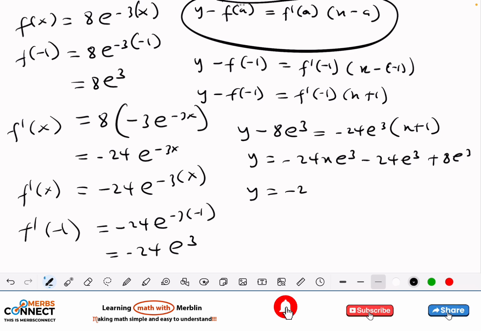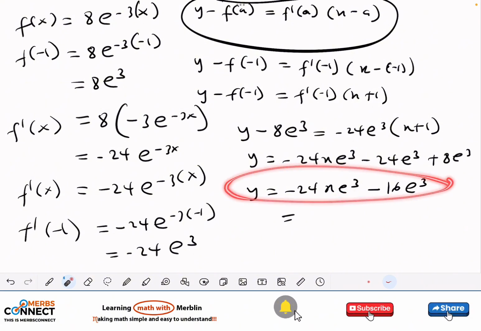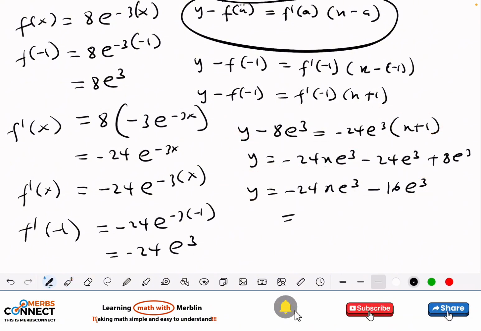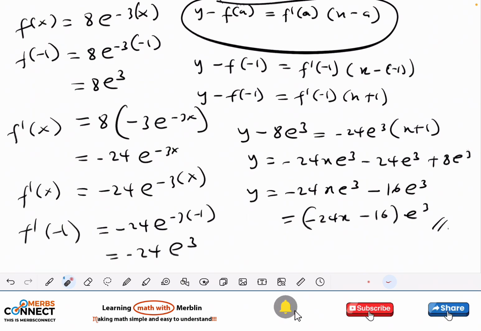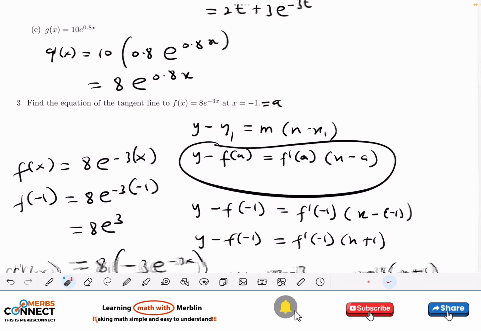So when I simplify, -24x e to the power 3, and since these two terms have the same exponent, we can add them. So -24 plus 8 is going to give us -16 e to the power 3. Yeah, and then I can decide to even pull out the e to the power 3. You can just leave your results here or even here if you want to, but I can also pull out the e to the power 3, and this is what I'm going to get. So this is the equation of the tangent line. See you in the next video.